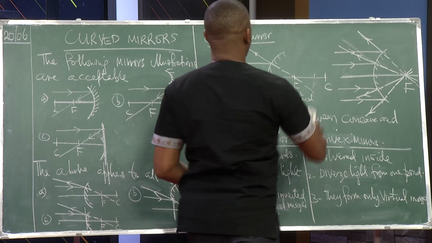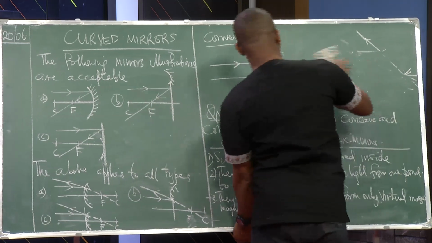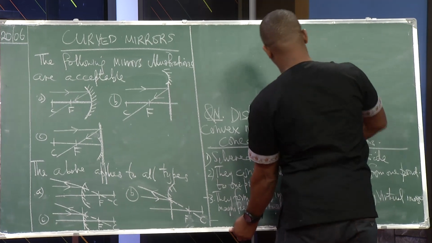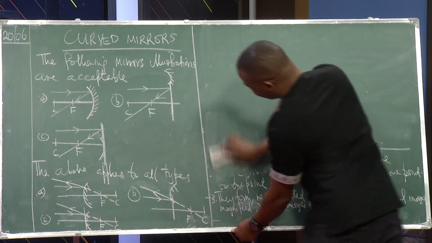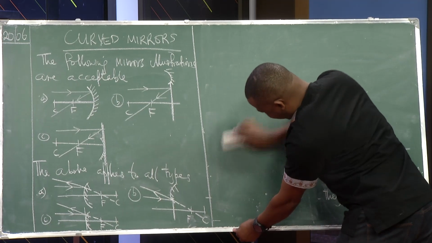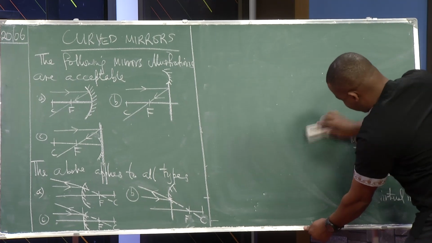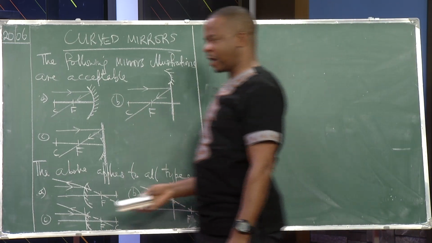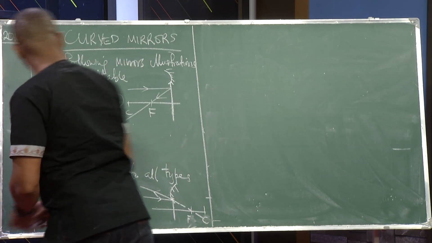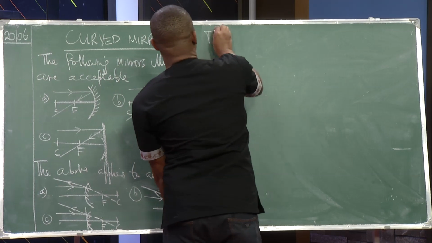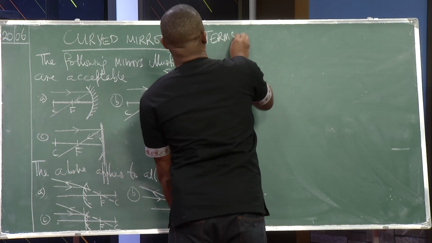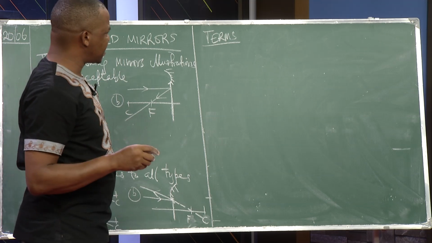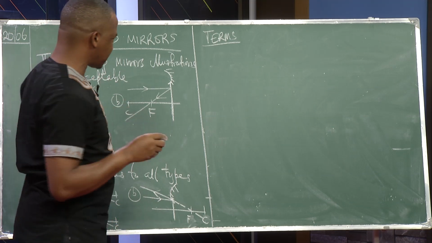You can only use one that is more comfortable for you, but any of the three different representations can be picked by a candidate, and they will not be penalized as long as they indicate the type of mirror in question. I want us to talk about the terms used. On average, if a question is to be asked to define the terms, they will give you two terms.